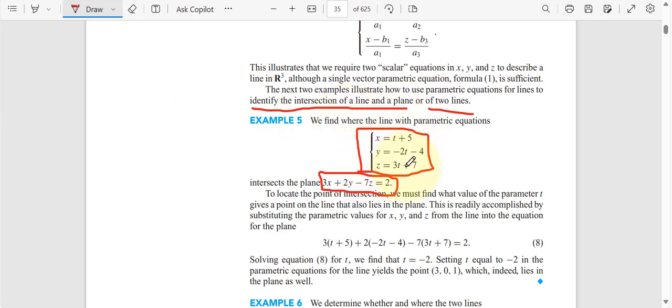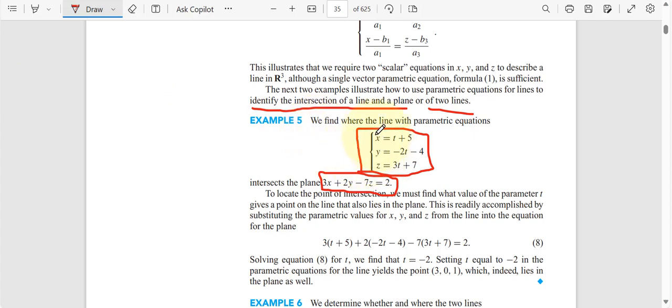So remember, for this set of equations for the line, each coordinate depends on t, and given a particular t, we get a particular point because we get a particular x, y, and z on the line. So we could say that we want to find the t which gives us the point on the line which intersects this plane. So it's kind of like we have to solve for t somehow.